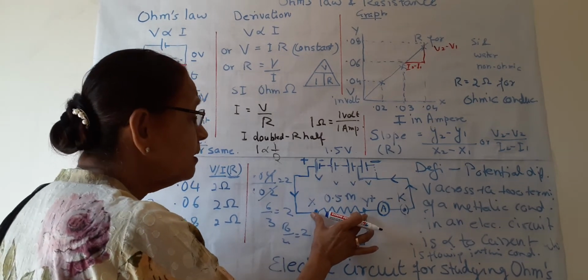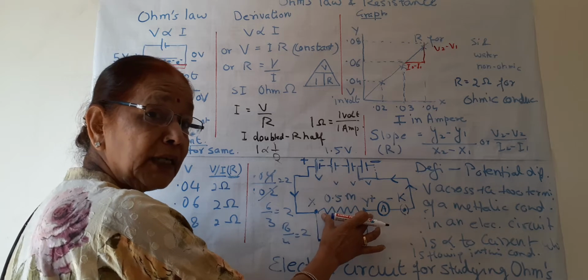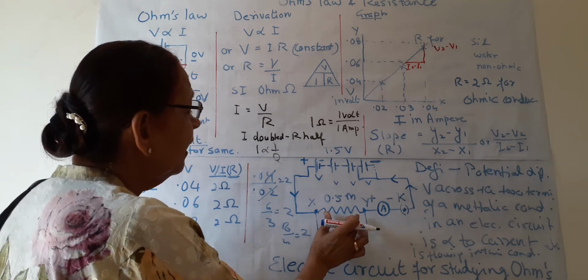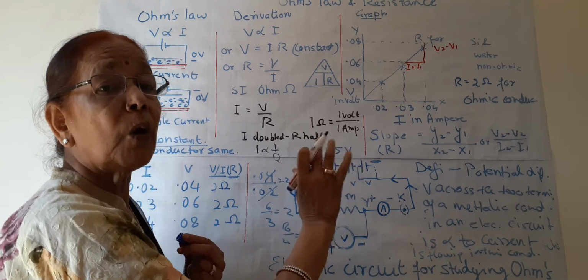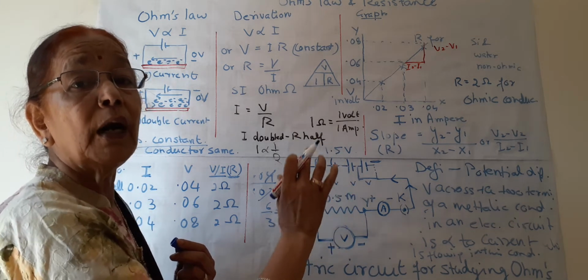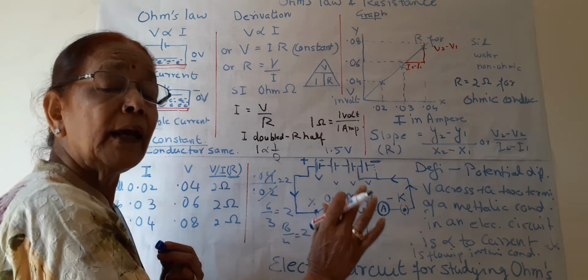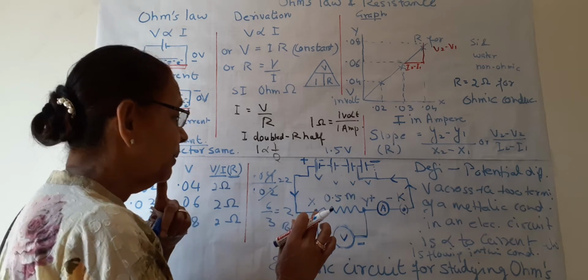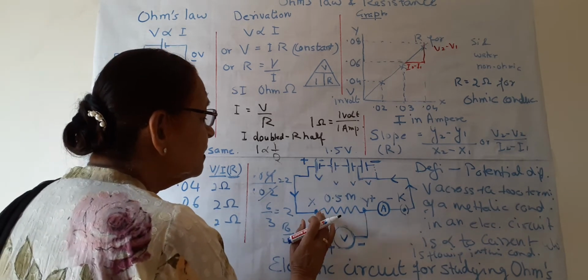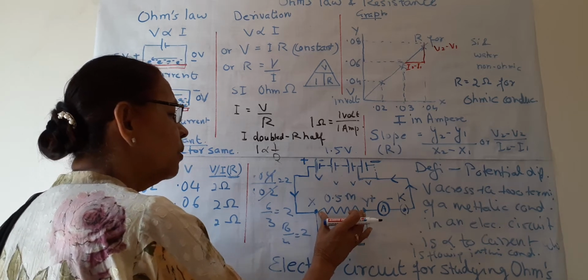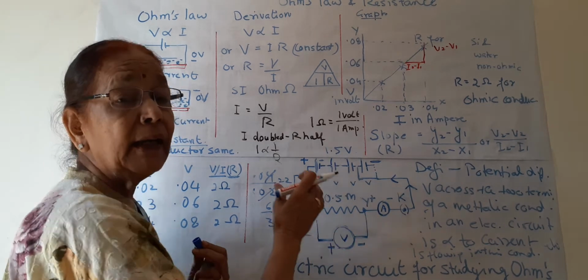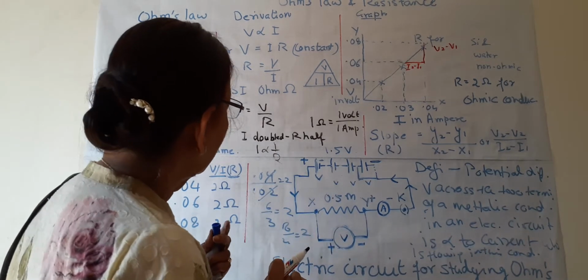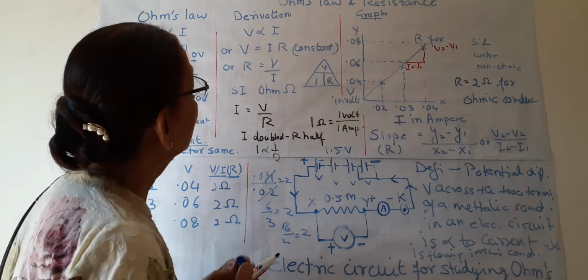So this resistance is constant for this particular wire if the temperature remains constant, and this resistance does not vary with V or I. V and I have no effect on this metallic wire if the temperature remains constant, and this resistance R is constant for this wire in any circumstances. Is it okay? So this experiment is done.